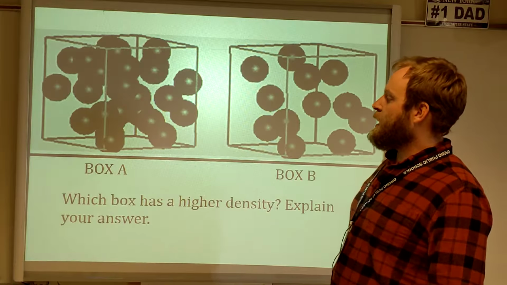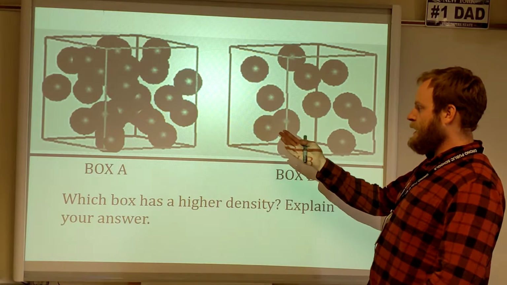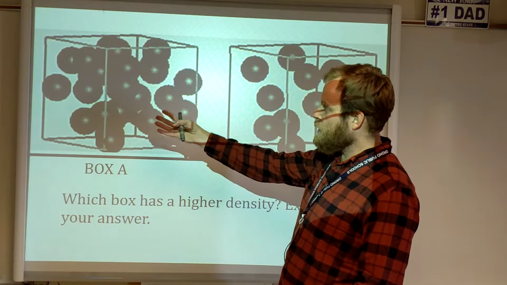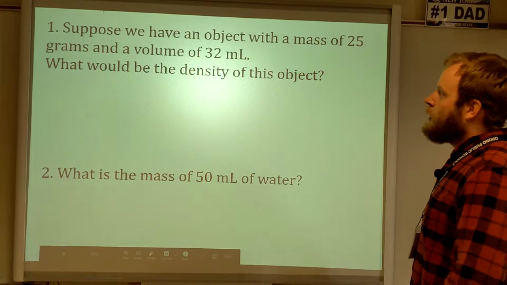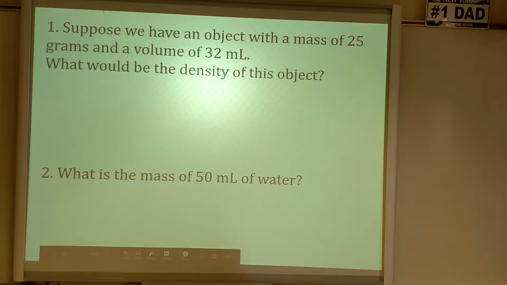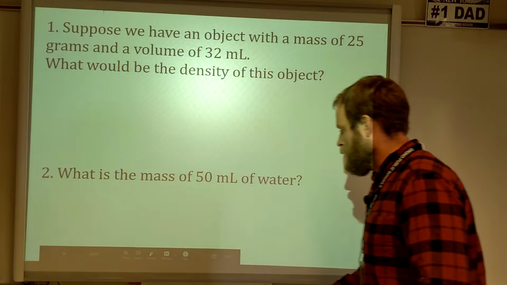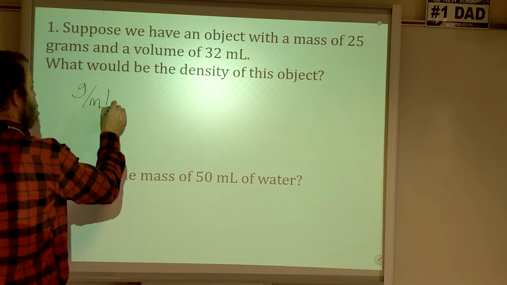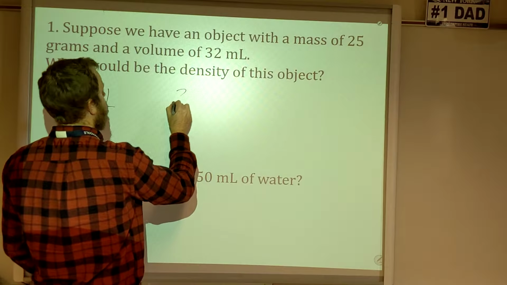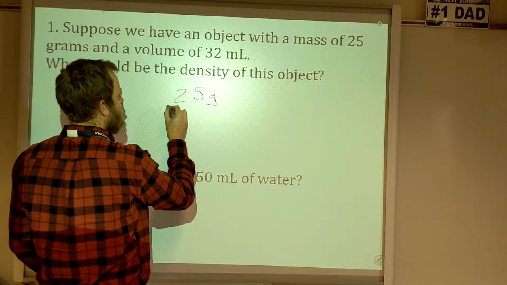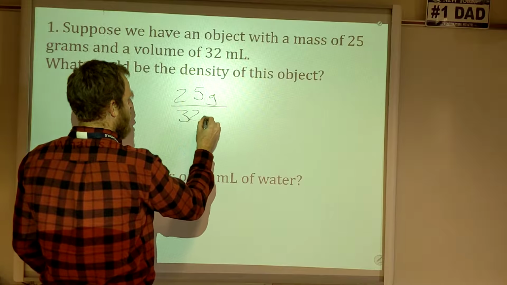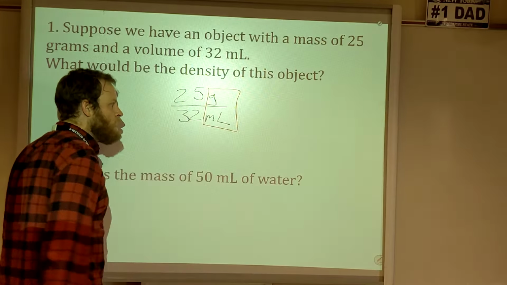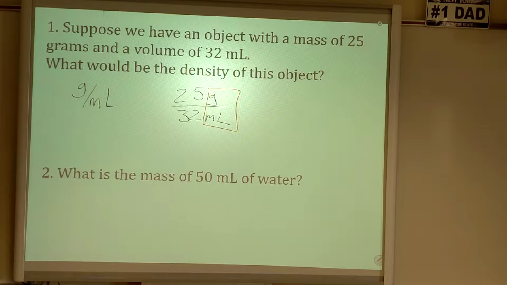Box A or box B? Box A is more dense because there's more mass in the same volume. There's more stuff there in the same volume. It's more dense. Suppose we had an object with a mass of 25 grams and a volume of 32. So remember, if it's grams per milliliter, we take the grams divided by the milliliter. So it's 25 grams divided by 32 milliliters. And if we look at this, hey look, there's our unit right there of density, grams per milliliter.